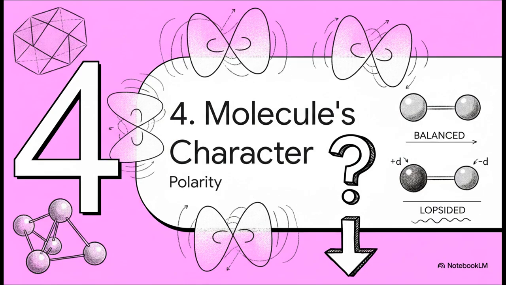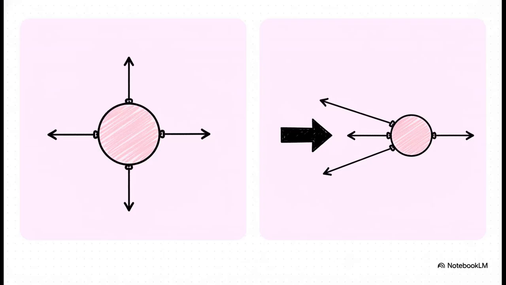Okay, so let's recap. We have the 2D blueprint, we have the 3D shape, and now we even know the reason for that shape. With all that, we can finally figure out the molecule's overall character. We can ask, is the electron charge spread out evenly, or is it kind of lopsided? This whole idea is called polarity. Really, it all comes down to one word: symmetry.